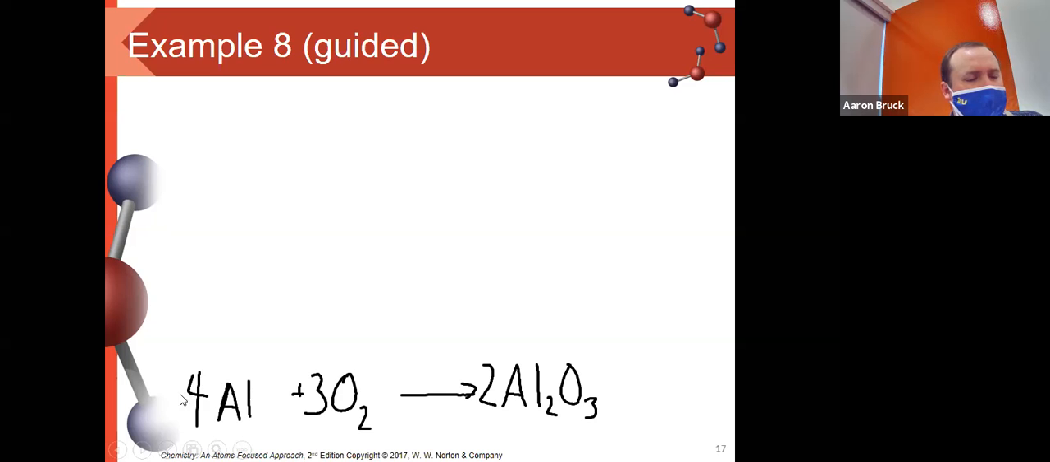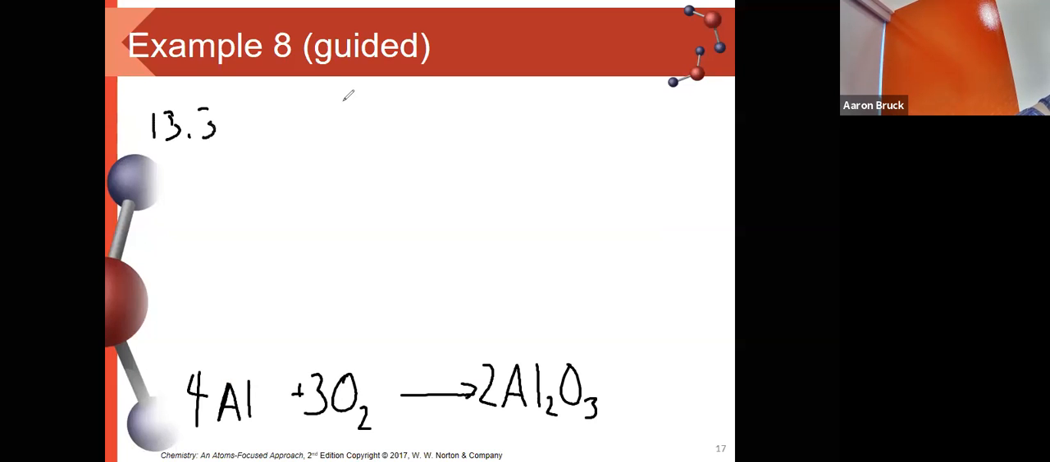So let's go about solving that problem then. I have 13.33 grams of aluminum. My first step is to convert the grams of aluminum into moles of aluminum.